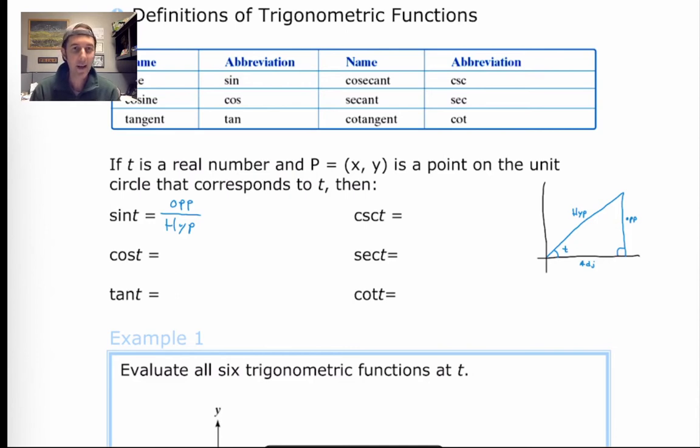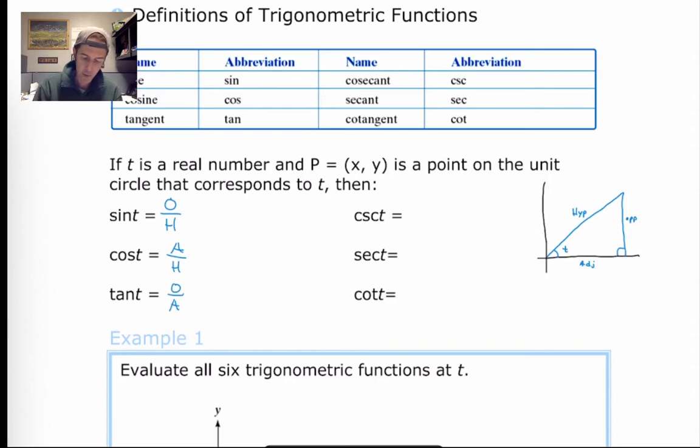Instead of opposite and hypotenuse, what we'll do almost exclusively is write O over H, opposite over hypotenuse. For cosine, what I want is the adjacent side length divided by the hypotenuse, and if I ask you for the tangent, I want the opposite side length divided by the adjacent side length.